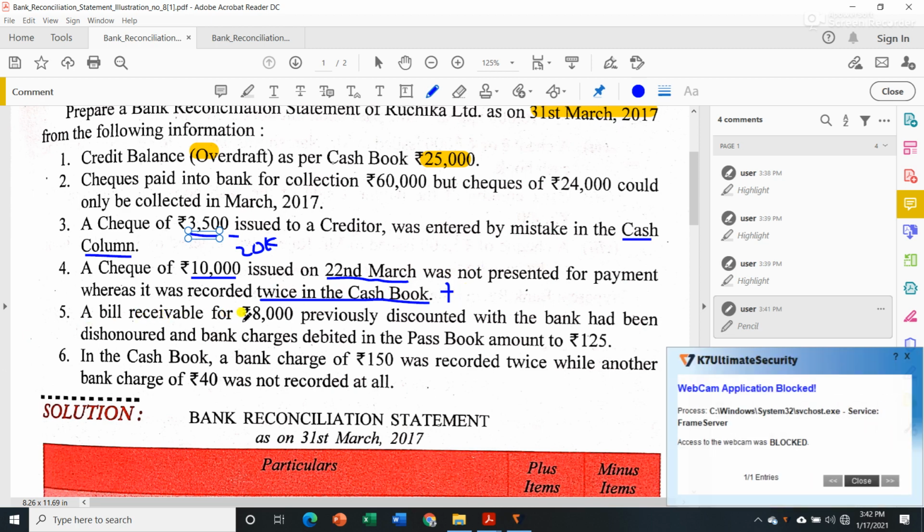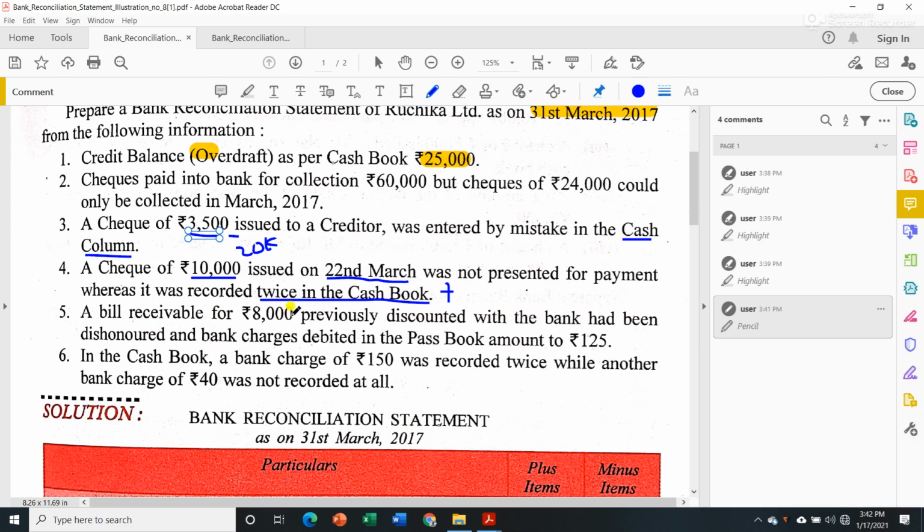Now next is a bill receivable for 8,000 previously discounted with the bank that had been dishonored. There was a bill receivable with us, and its value was 8,000. We already took it to the bank and discounted it, and we received 8,000. So our cash book is showing that we received 8,000, but later on we knew that it got dishonored. So what they did is that they deducted 8,000 from our bank account, and they took another 125 as bank charges regarding this dishonored bill receivable.